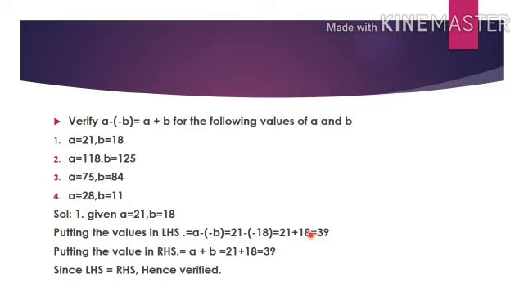In the same manner, we put the values 21 and 18 into the right hand side of the equation. Which is the right hand side of the equation? A plus b. The value of a is 21, the value of b is 18. 21 plus 18 is equal to 39.